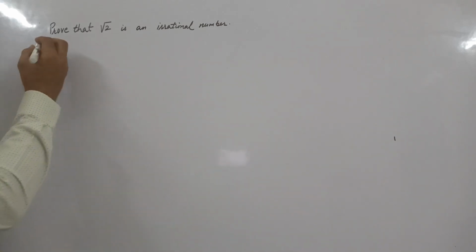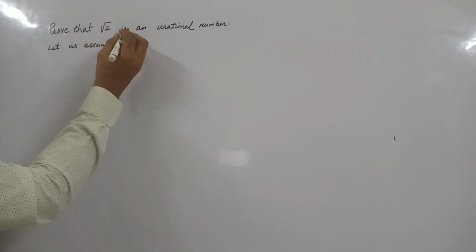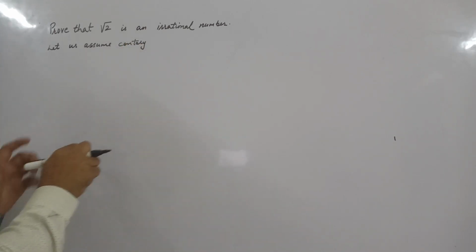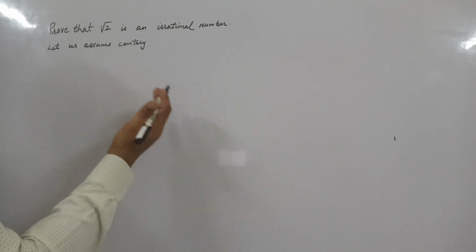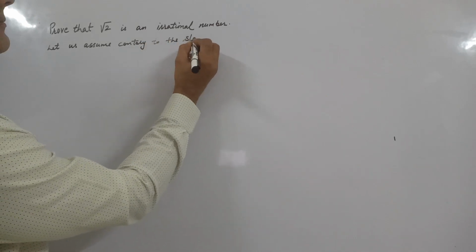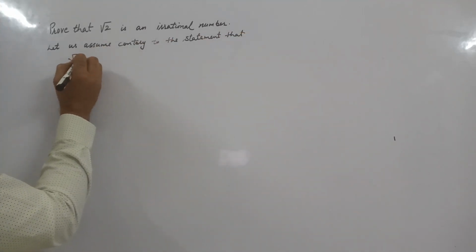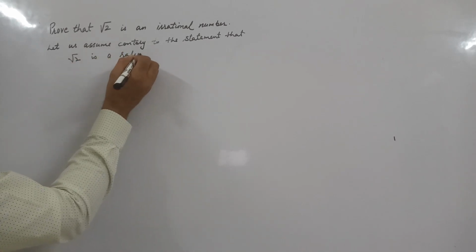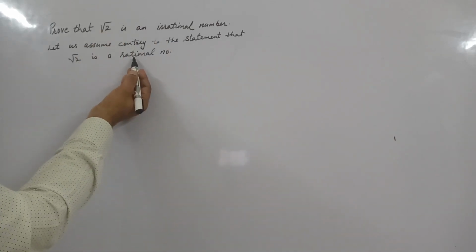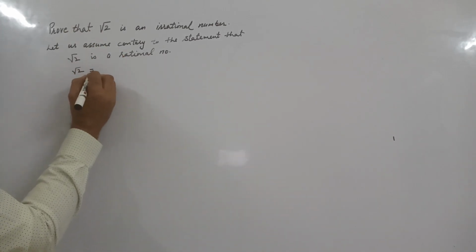So we'll write, let us assume contrary, which means opposite to the condition. It is given that we have to prove root 2 is an irrational number. We assume the opposite, that it is a rational number. So let us assume, contrary to the statement, that root 2 is a rational number. Afterward we'll prove ourselves wrong, and then we'll say that it is not a rational number, it is an irrational number.